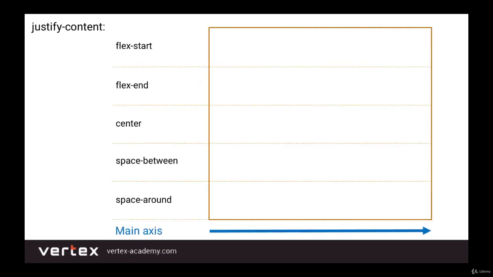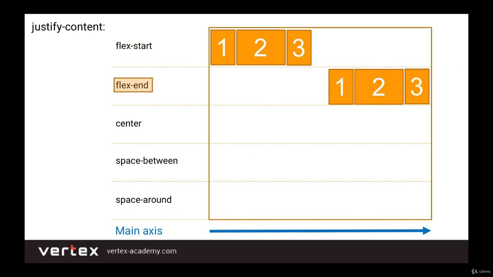The first value of justify content is flex start. If we use this value, all flex items are aligned to the start of the main axis. In other words, the items are left aligned. The second value is called flex end. If we use this, the flex items in the container are aligned to the end of the main axis, meaning they are right aligned in this case.